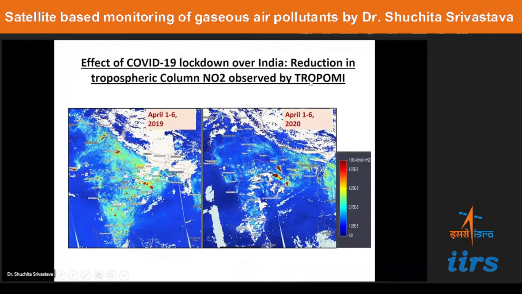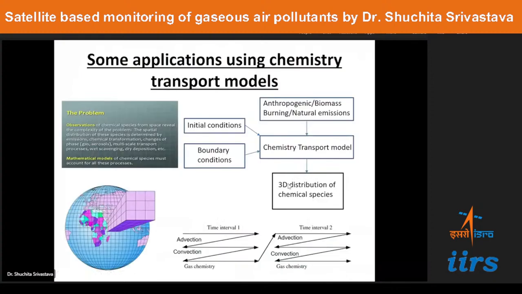The same event is studied using TROPOMI data, which is finer resolution data. Here you can see the location of Lahore, New Delhi, Mumbai, Bangalore, and Hyderabad during April 1 to 6, 2019 and during 2020. You can see cyan color throughout the Indian region, but here you can see dark blue color because of the reduced emission because of the lockdown. Because of lockdown, anthropogenic emission suddenly stopped, but thermal power plants were working, so we can see their emission from space.